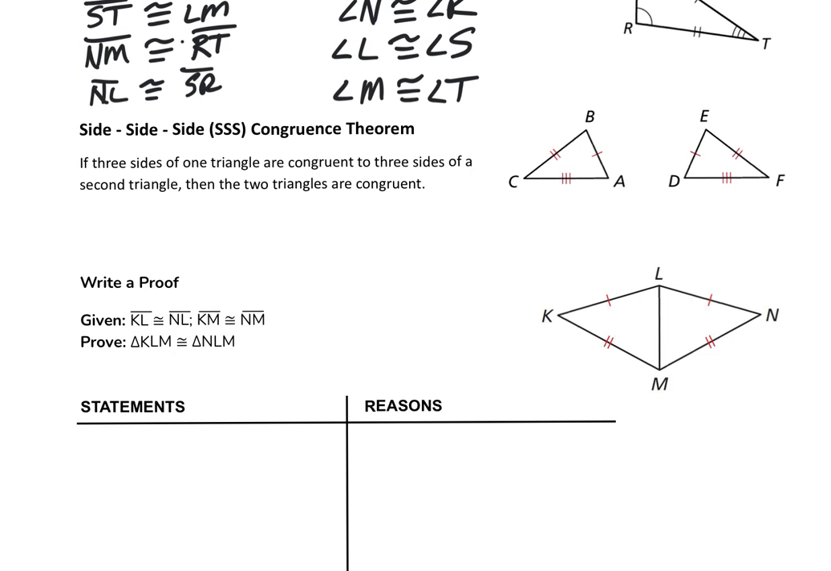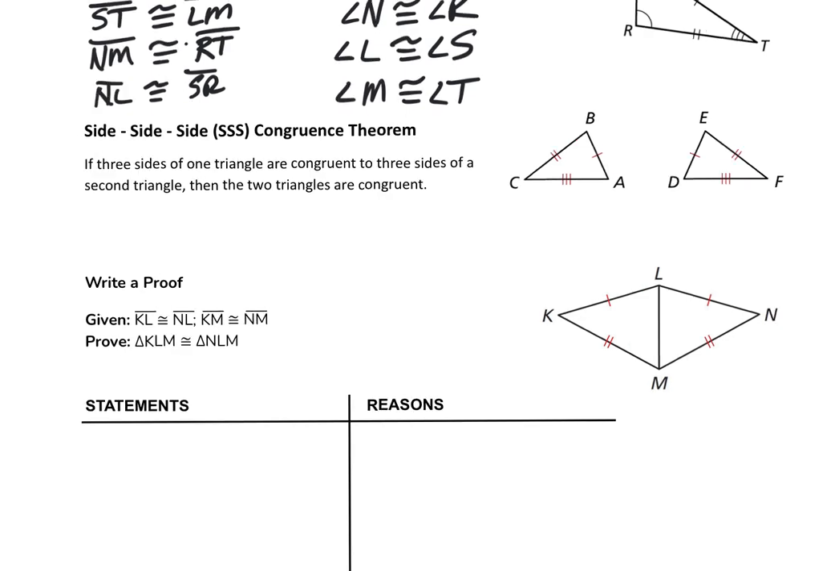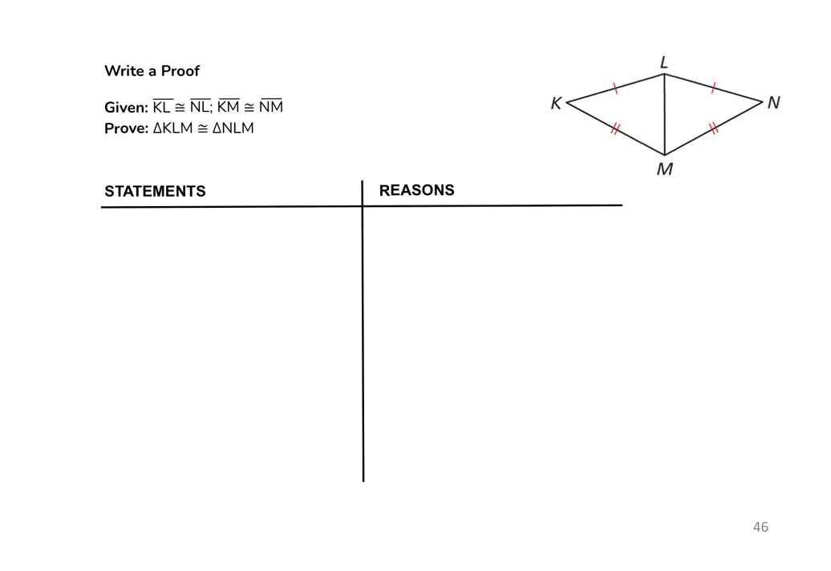Some of that information will be provided. Are there any other pieces that we can use to get us where we need to be? Okay. I will also say this. If the problem says write a proof, then I want to see a two-column proof.